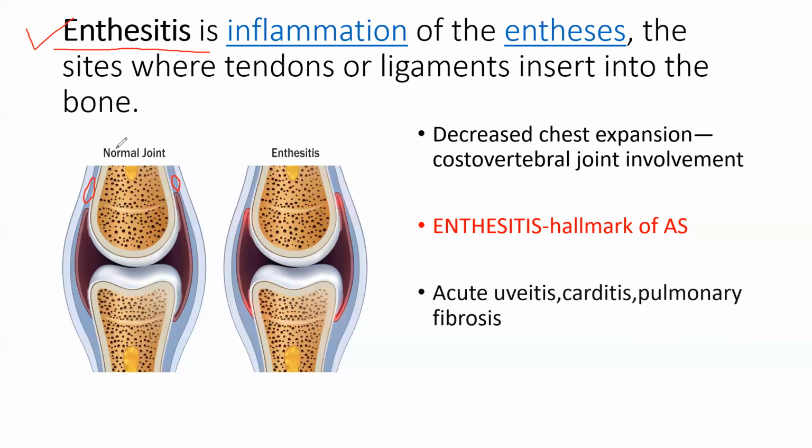Enthesitis means क्या होता है? Any ligament or anything which is connected, कोई भी ऐसा यहाँ ligament यहाँ connect हो रहा है, bone पे. So यहाँ पे inflammation होता है. जहाँ connect होता है वहाँ पे inflammation को बोलते हैं enthesitis. So enthesitis is inflammation of enthesis. Enthesis is the site where the tendon or ligament or anything joining with the bone. So where it got inserting into bone.